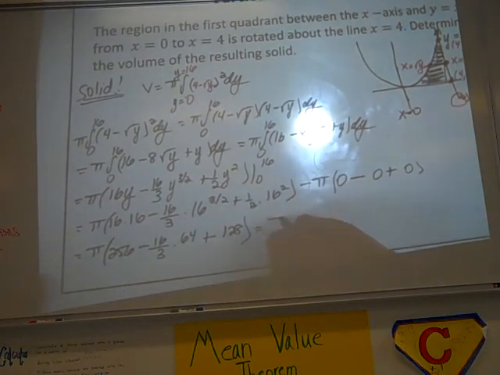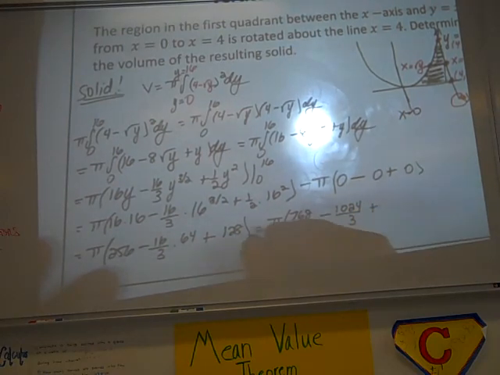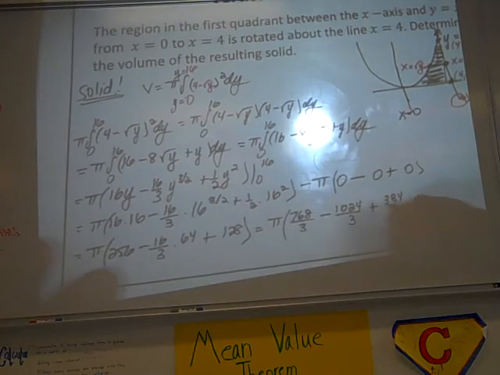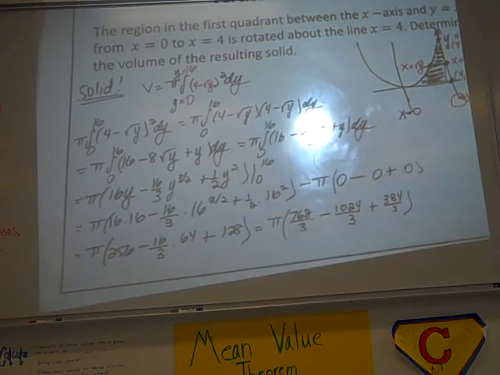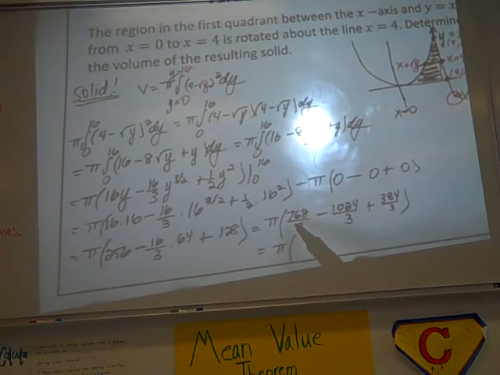Let's get a common denominator. I see a third here. 256 is the same as 768 over 3. Minus 16 times 64 is 1024 over 3. Plus 128 is the same as 384 over 3. Good golly. Feel free to use a calculator if you need to.